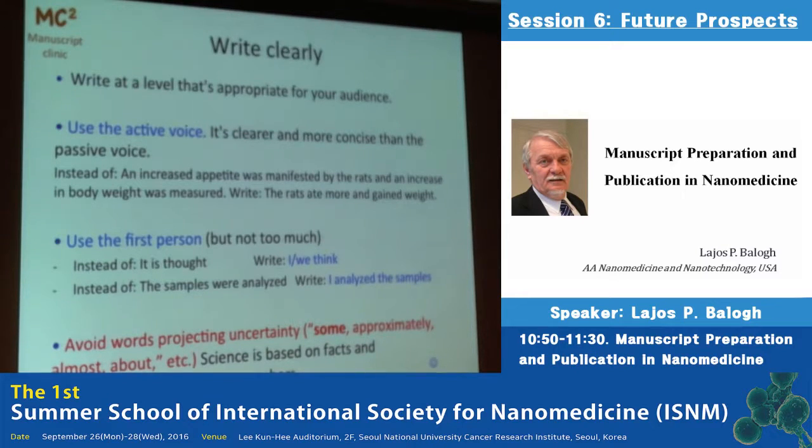Now, what's important in Asia? Avoid words projecting uncertainty. These are some, approximately, almost, about. When you say "we ran some experiments," that to me says, although I'm not a native English speaker, English is my third language, I just learned it, that you have no idea what you did. "Some experiments" is uncomfortable, it's uncertain. You don't want your scientific work to sound uncomfortable and uncertain. Use data, numbers, logic, knowledge, information, facts and measurements.